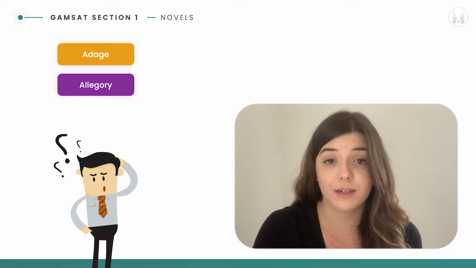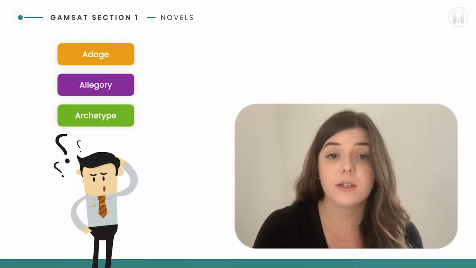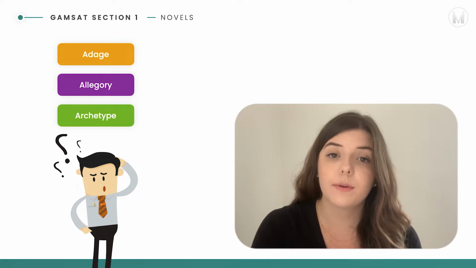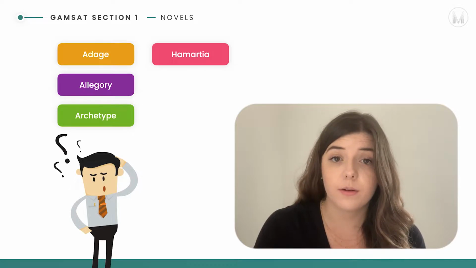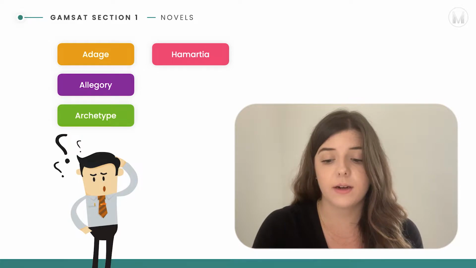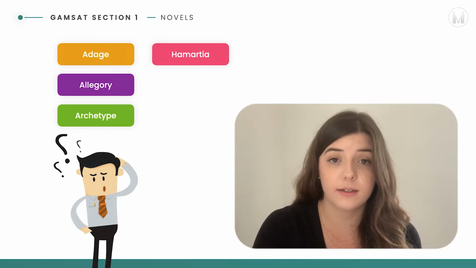This term is really common in section 1. Next, we have the archetype. An archetype is an original model or a type of character which is easily recognizable and has always existed. An example of an archetype would be a mother. Next we have hamartia. This is probably a term you haven't come across before, but again I've seen it come up in the GAMSAT. This is where there's a tragic flaw or a character defect within a character.